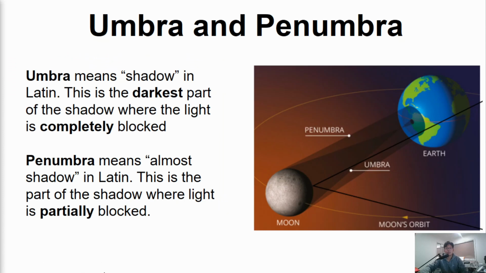Alright, and since you like the formal definition so much, I've got the definitions of umbra and penumbra for you, and also an idea of where these words come from. Umbra means shadow in Latin, and this is the darkest part of the shadow where the light is completely blocked. So once again, the darker part of the shadow. Penumbra means almost shadow in Latin, and this is the part of the shadow where the light is partially blocked. So once again, the lighter outside part of the shadow.